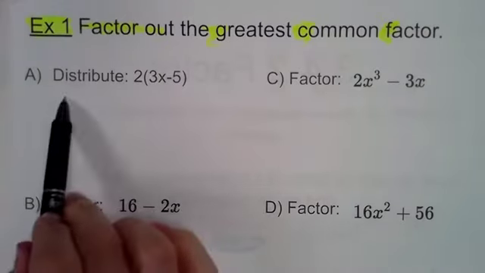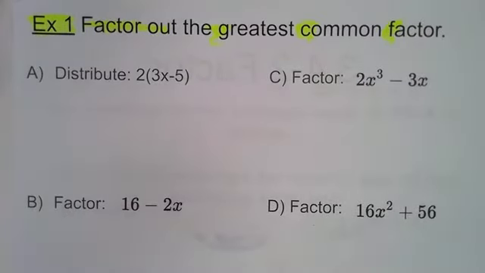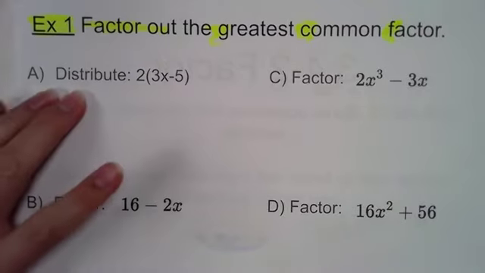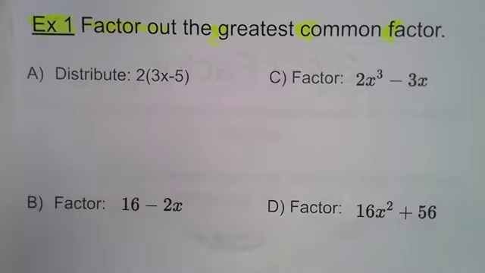And you can see the first one actually says distribute, but everything else is the directions. We actually want you to factor. But I want you to know what we're doing, where it comes from. Sort of the going forward first and then backwards. So letter A says distribute. We have 2 times the quantity, 3x minus 5.